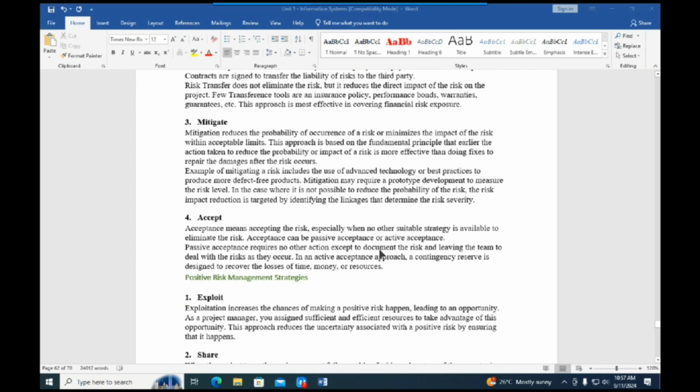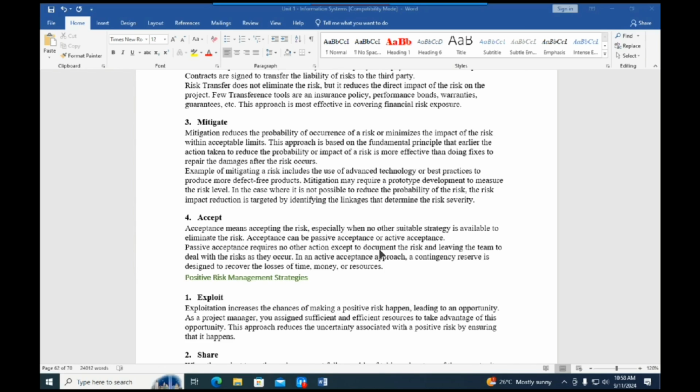Number three, there is mitigation. When we do mitigation, we are reducing the probability of the risk occurring, or we are trying to minimize the impact of the risk to limits that are acceptable. We are basing this approach on the fundamental principle that the earlier the action taken to reduce the probability or impact of a risk, the more effective it is than doing fixes to repair the damages after the risk. In other words, prevention is better than cure.